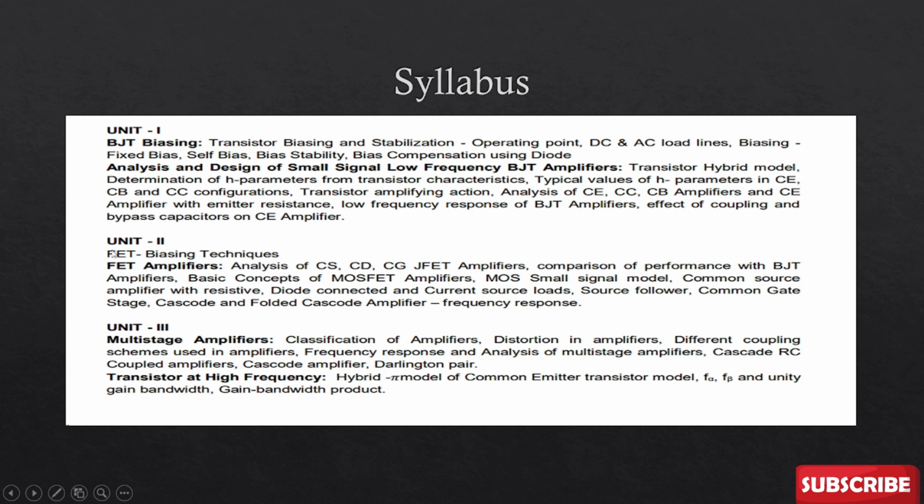Now coming to unit 2, you need to have FET biasing techniques and FET amplifiers. One is biasing techniques, how you bias this, maybe forward bias, reverse bias, that technique, and you have FET amplifiers. In this you also have JFET amplifiers. In FET, you have JFET, junction field effect transistor, and this is bipolar junction transistor. And coming to unit 3, these are multi-stage amplifiers and transistor at high frequency.